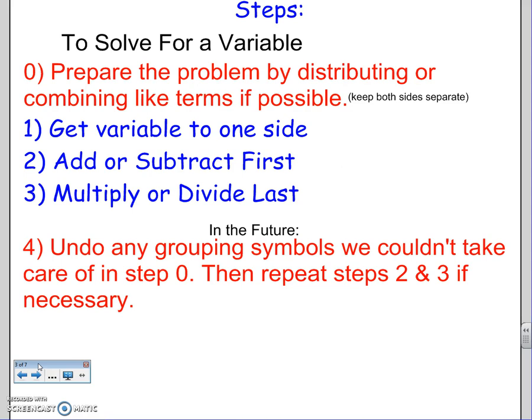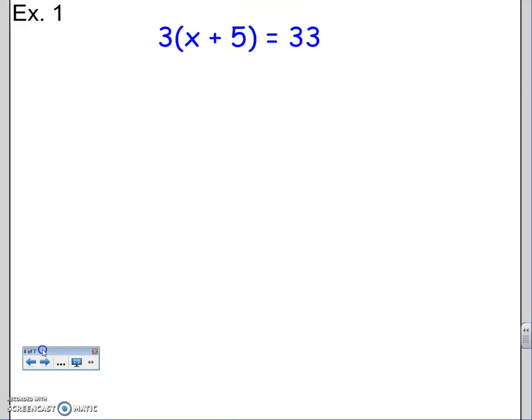In the future, so not now, we will have step 4 where we undo any grouping symbols we couldn't take care of before in step 0, and then we're going to repeat steps 2 and 3 if necessary. But for now, we're only going to do 0, 1, 2, and 3. So here's the first example.